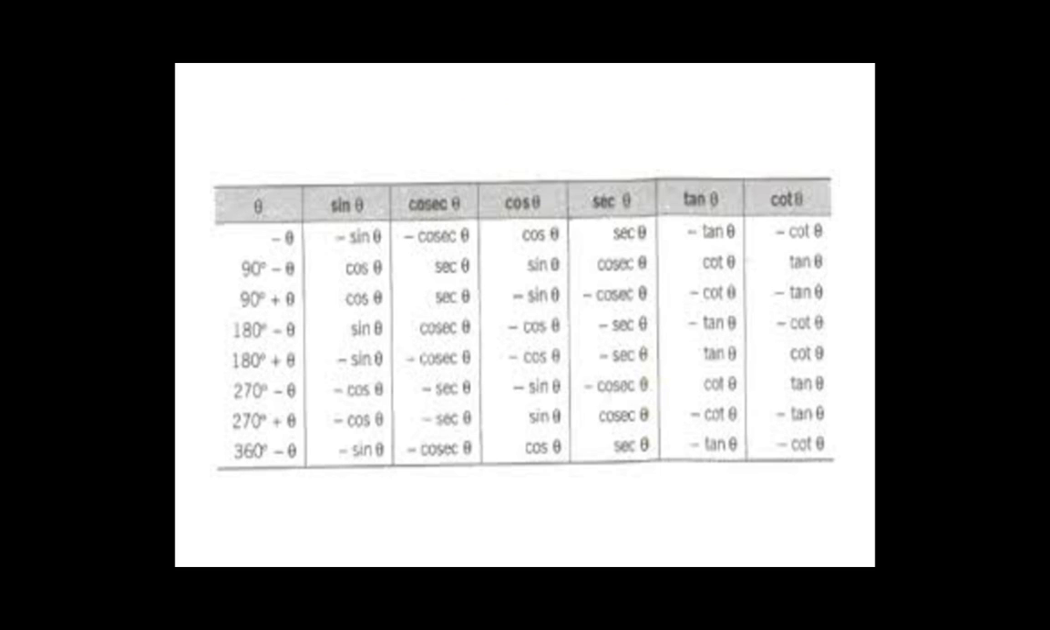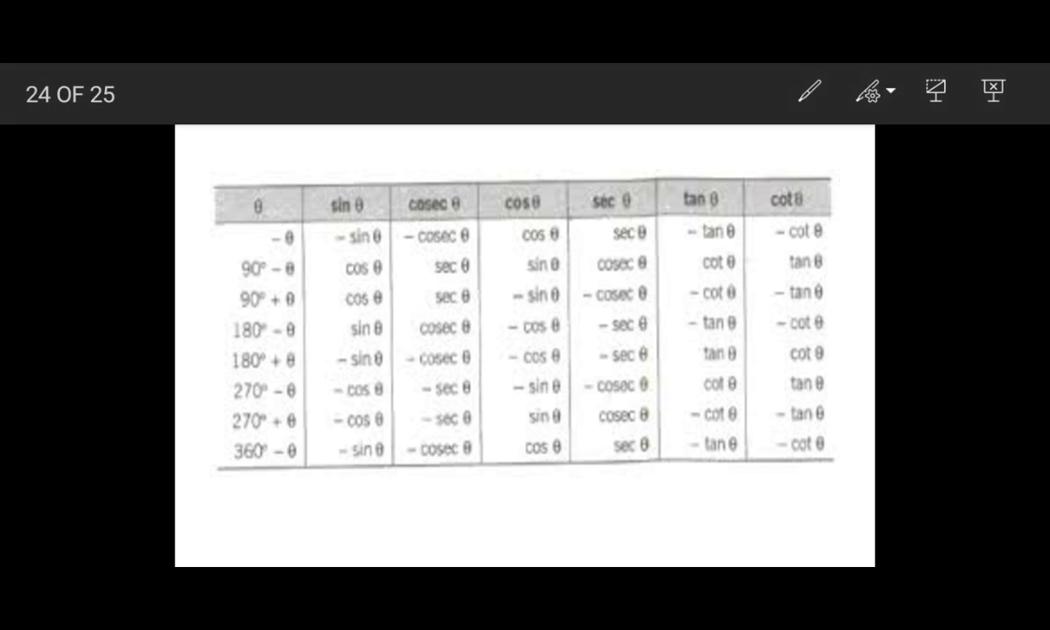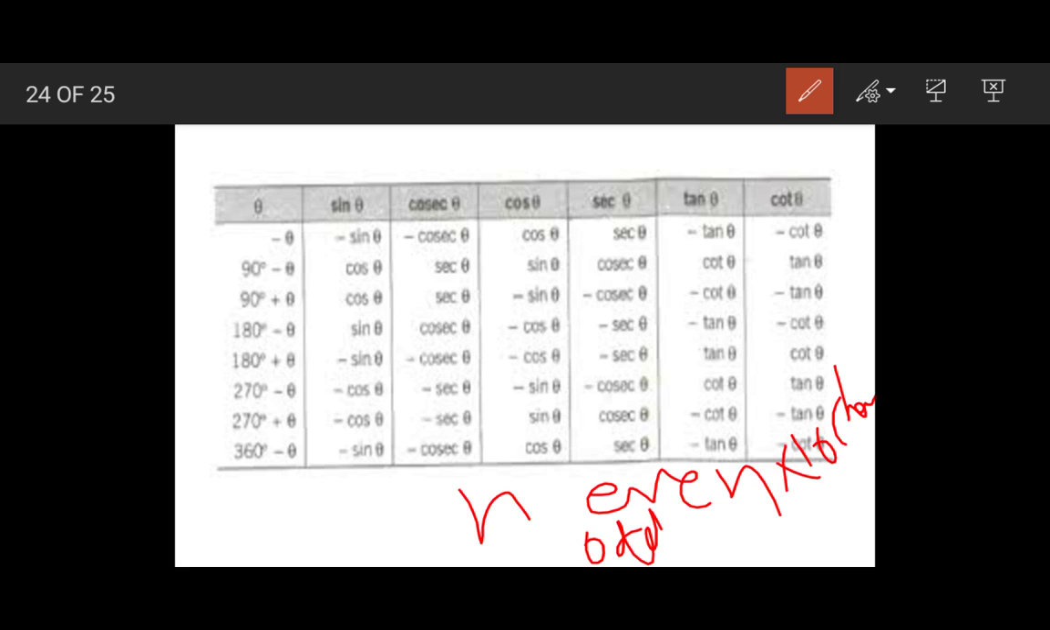This is the table, okay. You can refer to this table also, or you can simply, as I told you, find the allied angle. First you have to check the n, okay. For allied angle, first check the n. If n is an even number, then there will be no change, okay. If n is an odd number, then there will be a change, and the change will be like this.